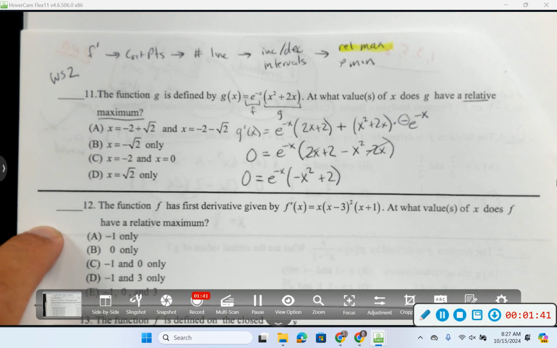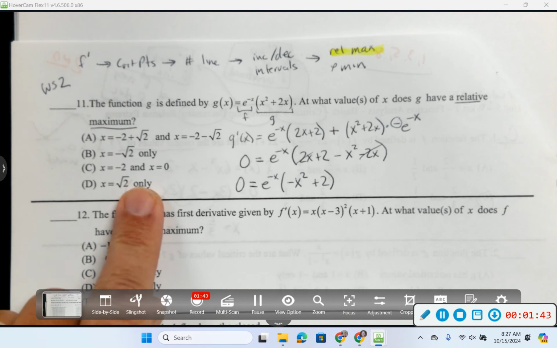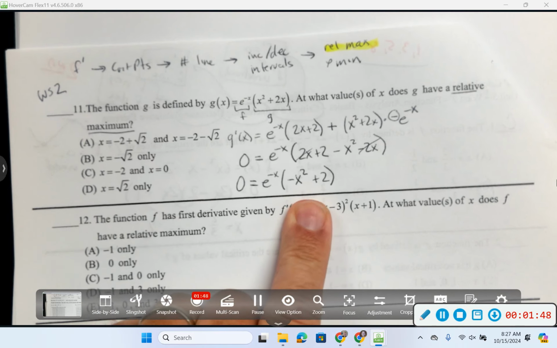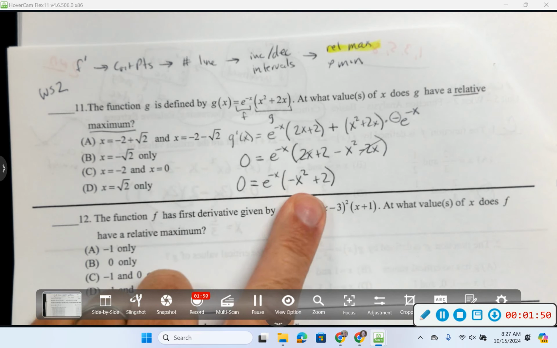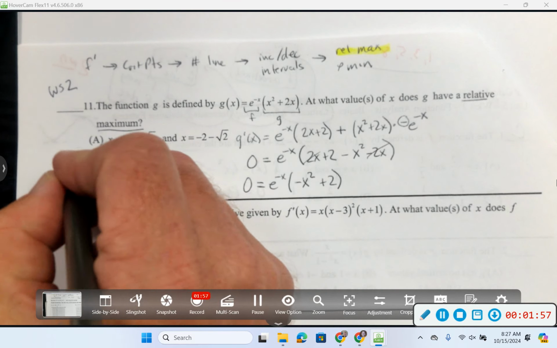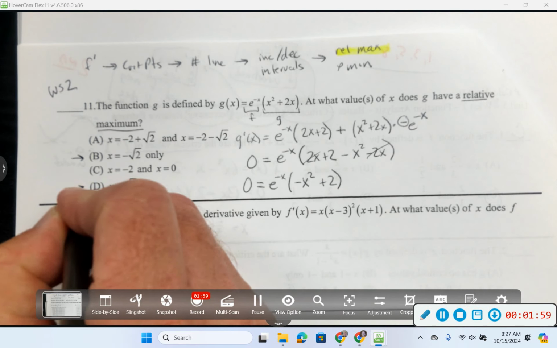And I'm peeking at my answers, and some of my answers have square root 2 and negative square root 2, and I can see where that would come from. So I'm feeling good about what I've done so far. I don't know which of the answers it is, but I'm going to guess that it's either B or D before we get there.